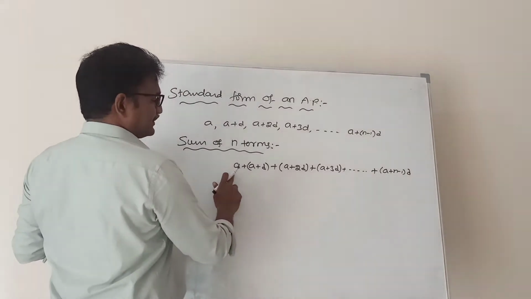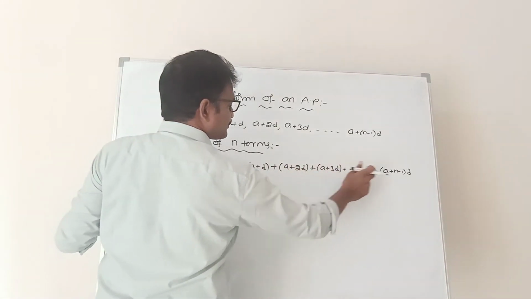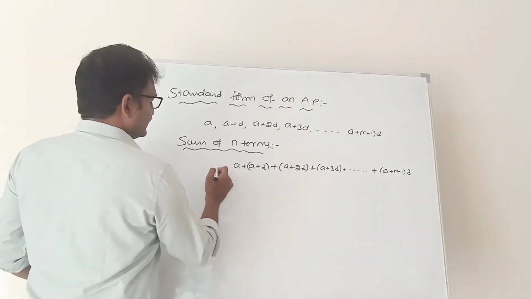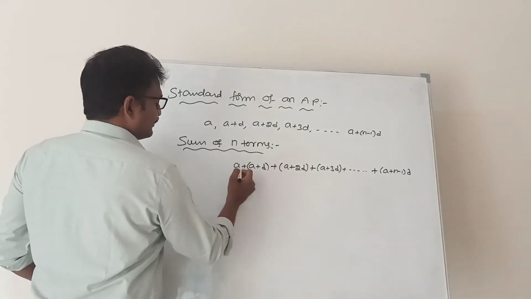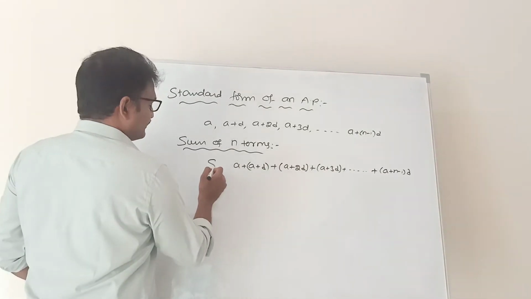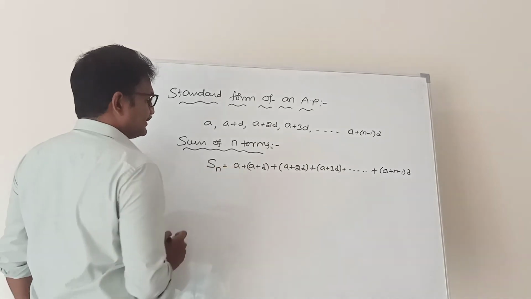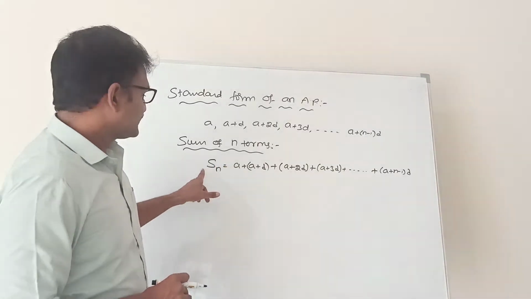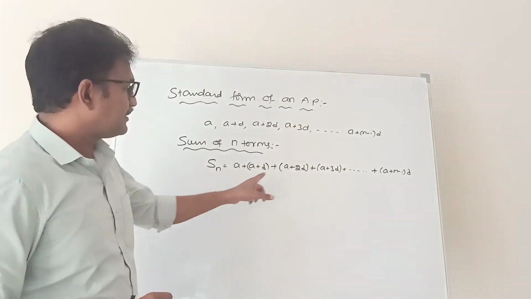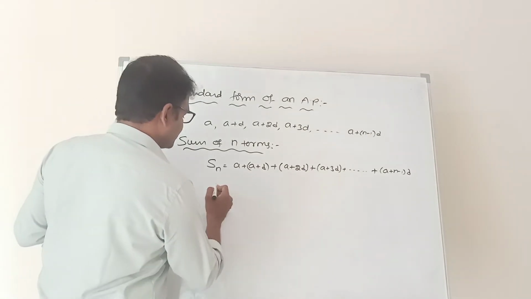Here, how many terms are we adding? 1, 2, 3, 4, so on. N terms we are adding. And what are you doing? Adding. That means sum. You are doing sum. That's why we will denote it with Sn. Sum of n terms of an AP is how much?